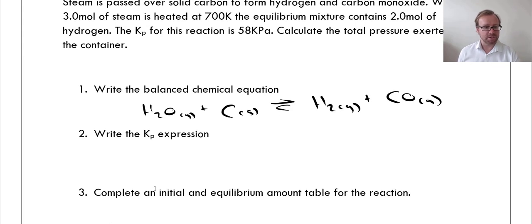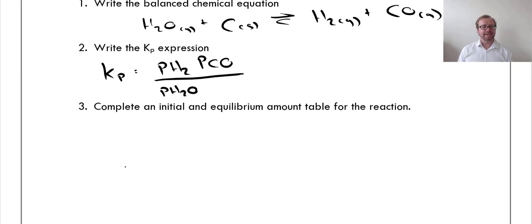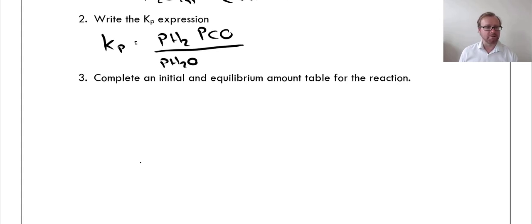So write the Kp expression. So Kp is equal to the pressure of my products over the pressure of my reactants, apart from this one because that's a solid. And complete an initial and equilibrium amount table for the reaction.